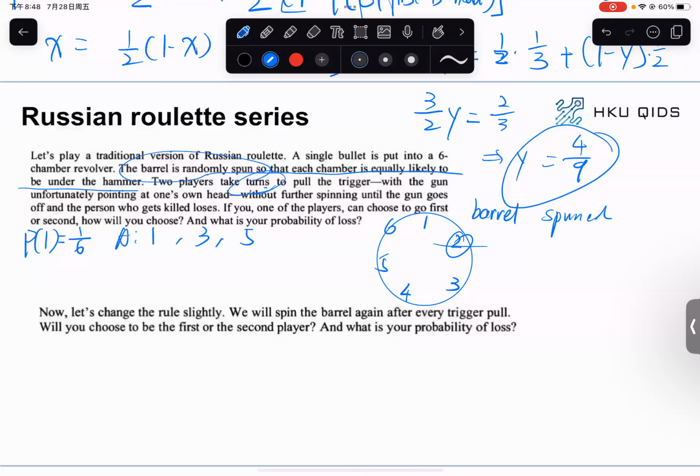And the second player is only going to be killed if the bullet is at the 2nd, 4th, or 6th position. Since the bullet is randomly positioned among these 6, the probability of loss is just 1/2, and choosing to go first or second doesn't matter, okay?